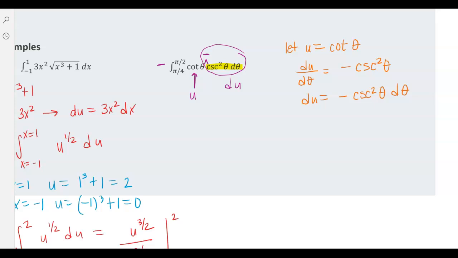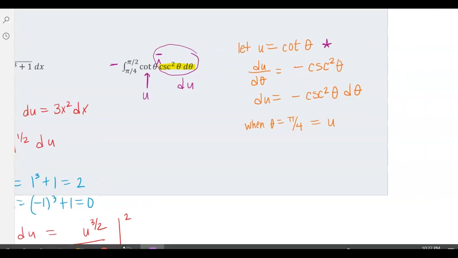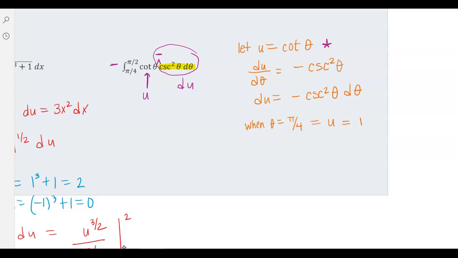I also need to make sure that I change the bounds. So when theta is equal to pi over 4, what do we get for u? Again, we're going back up to the original substitution that we created, and we're plugging pi over 4 into that. The cotangent of pi over 4 is going to be 1. And then when theta is equal to pi over 2, then u is equal to 0.